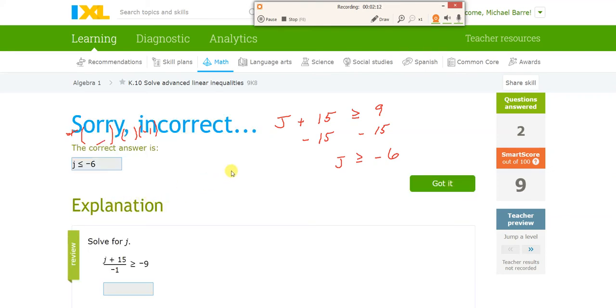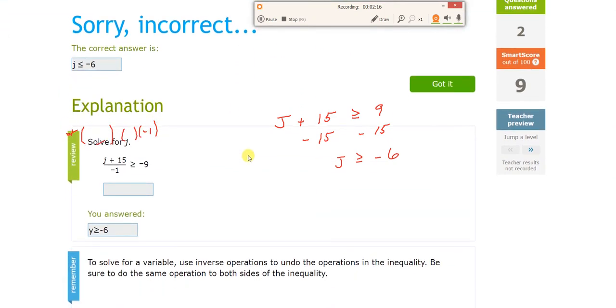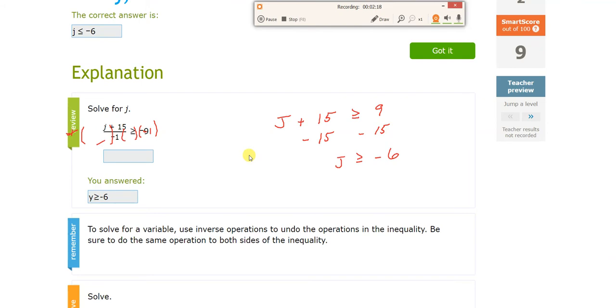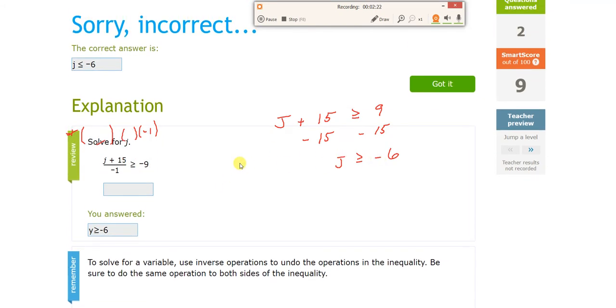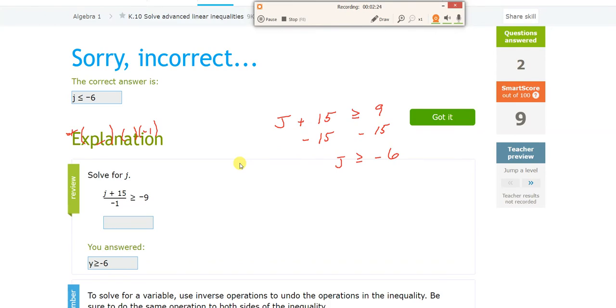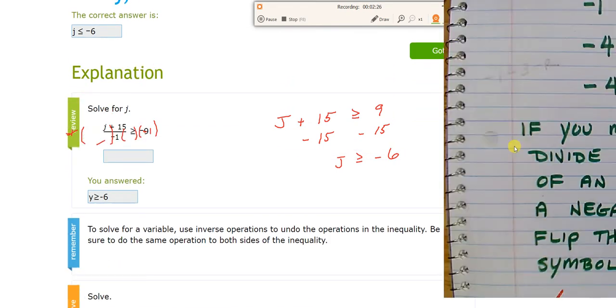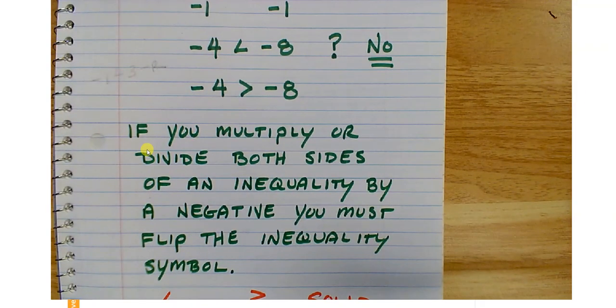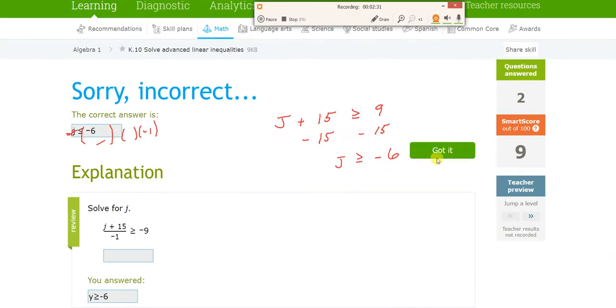What did I mess up? I know why. Do you remember when I multiplied right here? I multiplied both sides by a negative. I should have flipped the inequality symbol. And I did not flip the inequality symbol. I multiplied both sides by a negative, and I did not flip the inequality symbol. If only I had read that, but I did not read that. Mr. Barr, I got it.